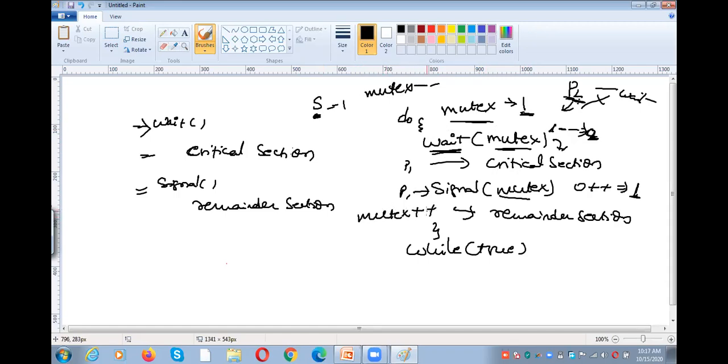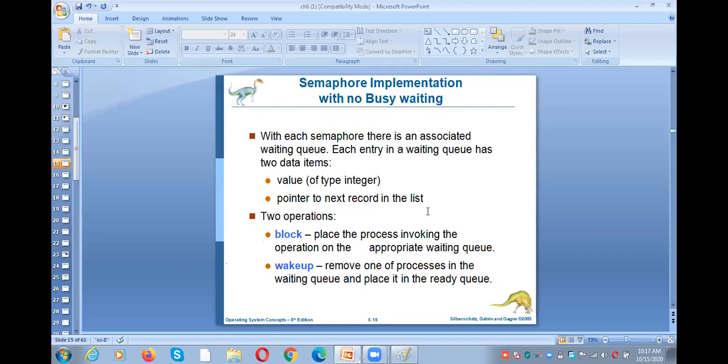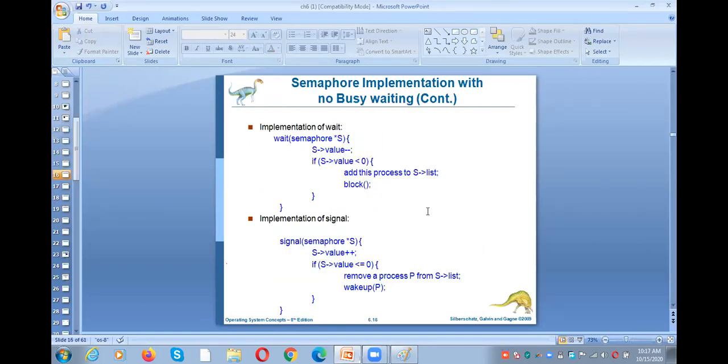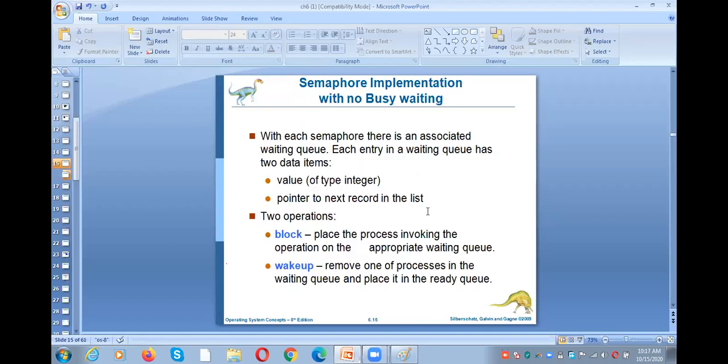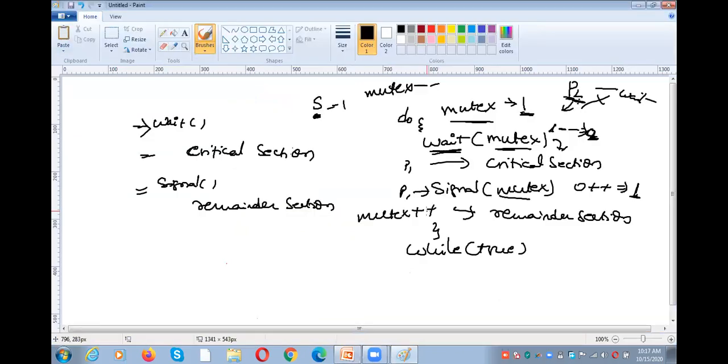Wait means decrementing the value by 1. Signal means incrementing the value by 1. One more thing I want to tell you. Whenever P1 performs the wait operation and enters the critical section, after that it has to perform the signal operation. These are the order of operations.